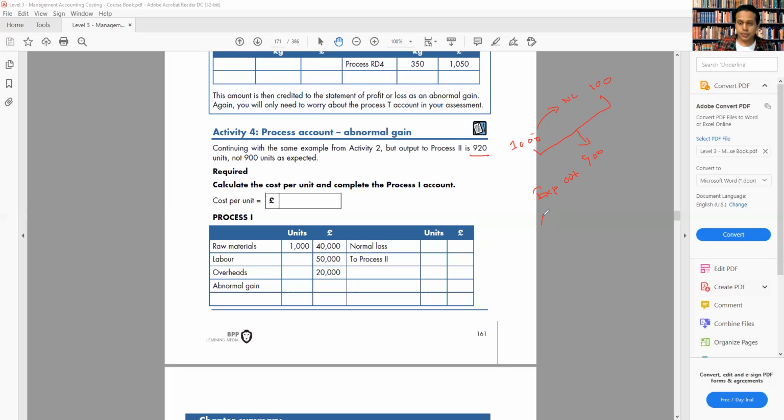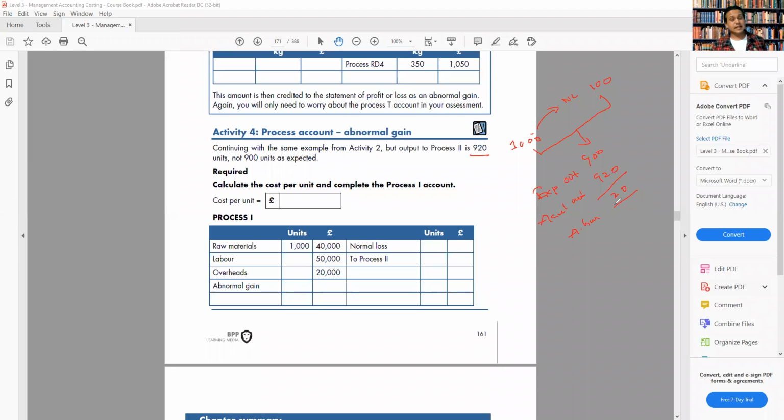So actual output 920. How many unit have we produced extra? We had an expectation it will be 900, but actually it is 920. So our actual gain, abnormal gain, is 20 unit. Remember, it is not 120.